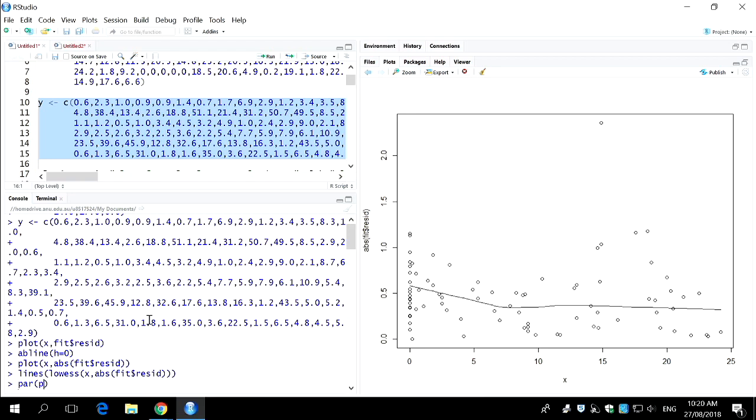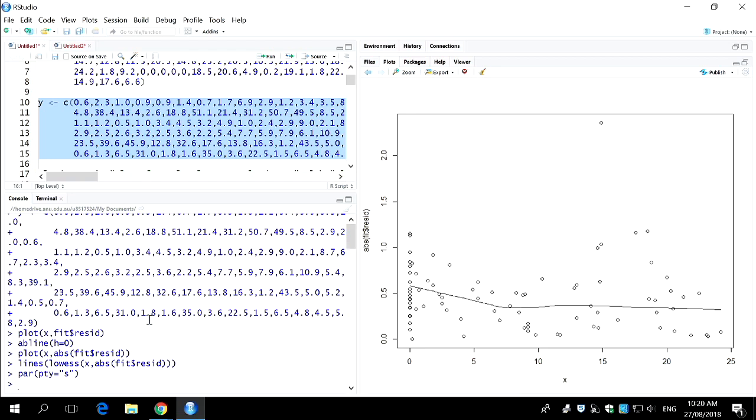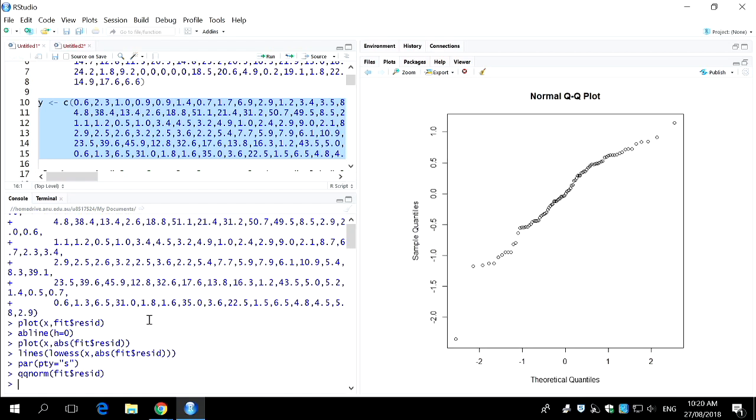Okay, so the next plot, QQ plot of the residuals. So remember, for QQ plots, they like being square. So par pty equals "s", qqnorm(fit$resid). There's my QQ plot of the residuals.